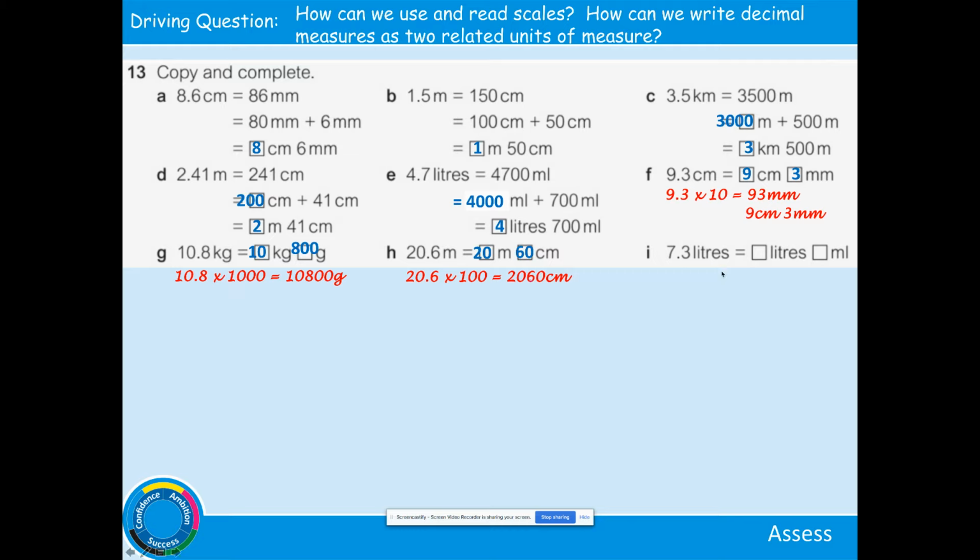Okay, and litres to millilitres, we know there's going to be 7 litres. You just need to work out what that 0.3 is. It's a little bit like over here. Because there's 1,000 millilitres in 1 litre, that's going to be the 300. So there's 7.3 times 1,000. We know that the 7 is the litres, and there's 300 millilitres as well.